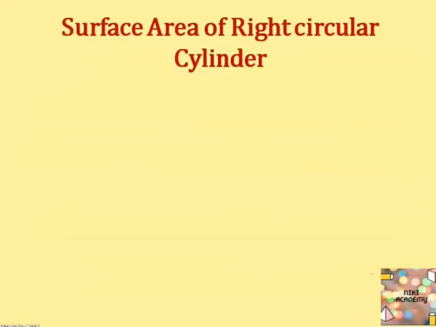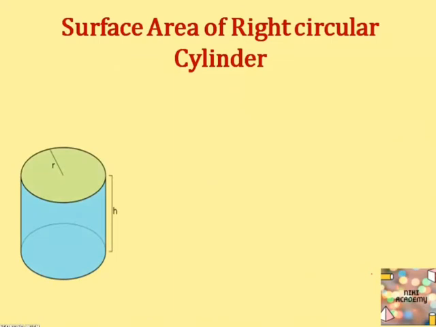Next we are going to see the surface area of a right circular cylinder. A cylinder is a solid figure with 2 parallel circles of the same size at the top and bottom.